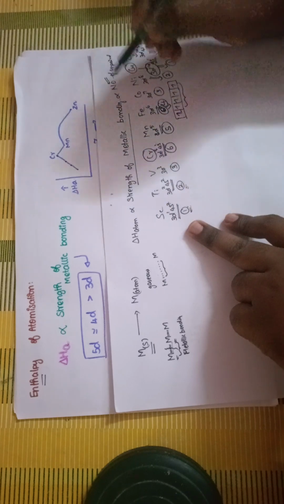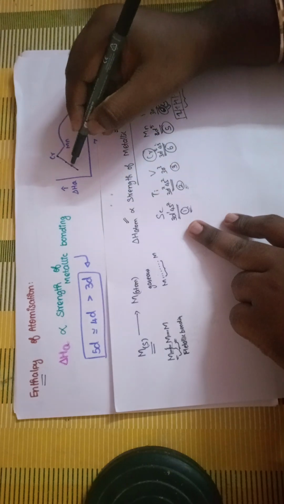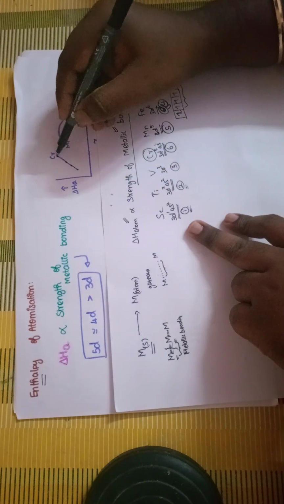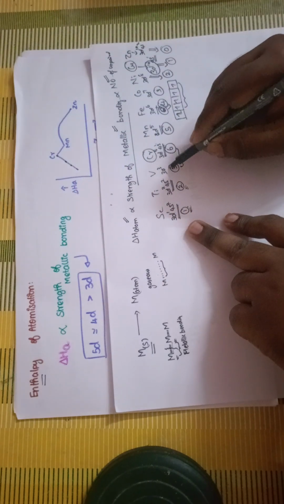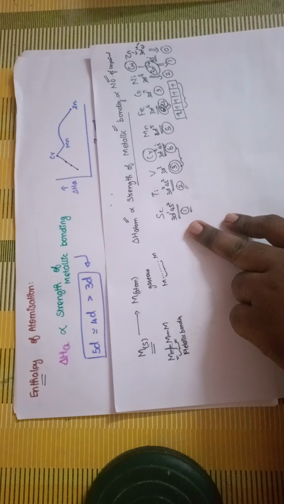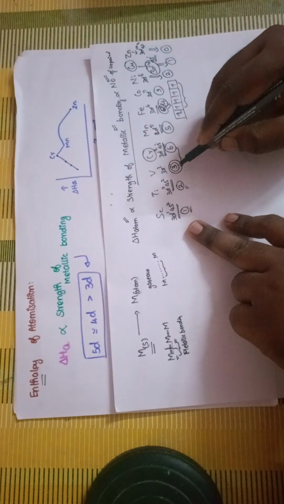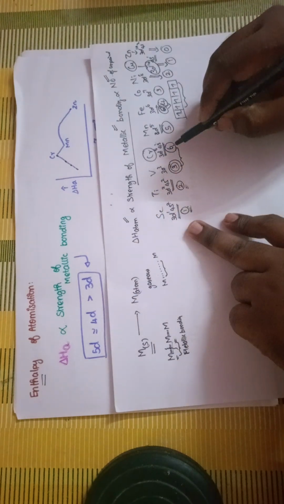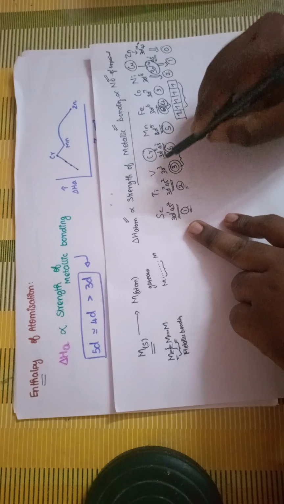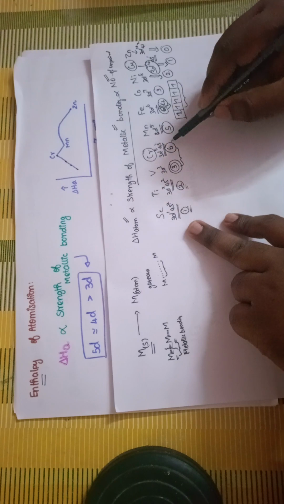If the number of unpaired electrons increases, metallic bonding increases. Metallic bonding increases, enthalpy of atomization increases. That's why from scandium to titanium, titanium to vanadium, vanadium to chromium, there will be a large increase. Here we have 3 unpaired electrons. In chromium we have 6 unpaired electrons. So the strength of metallic bonding increases by 2 times compared to vanadium. So the variation will be large.